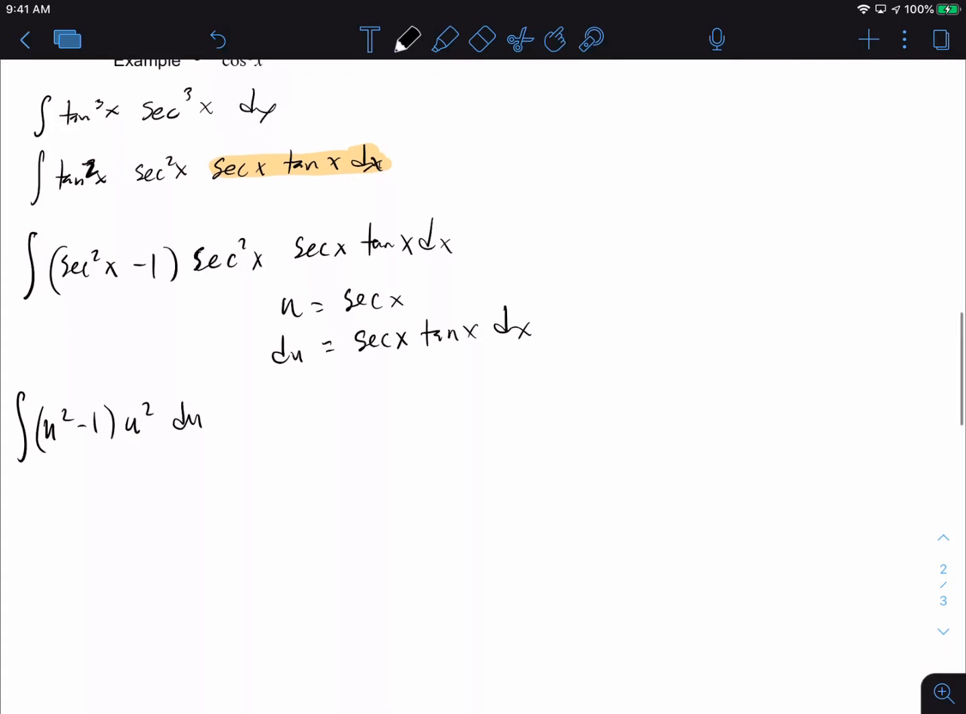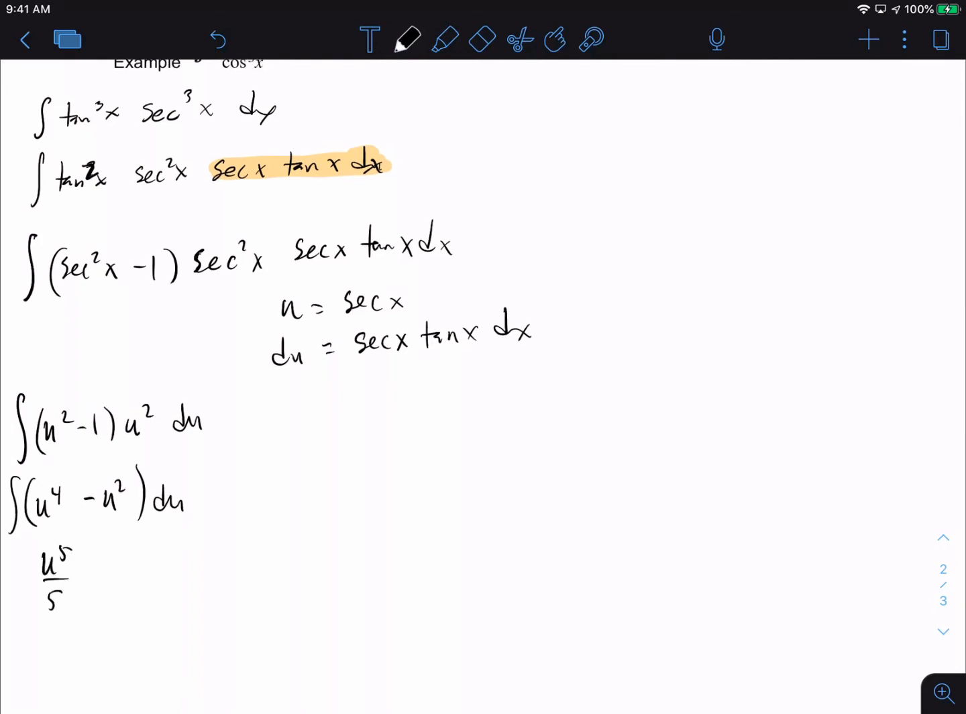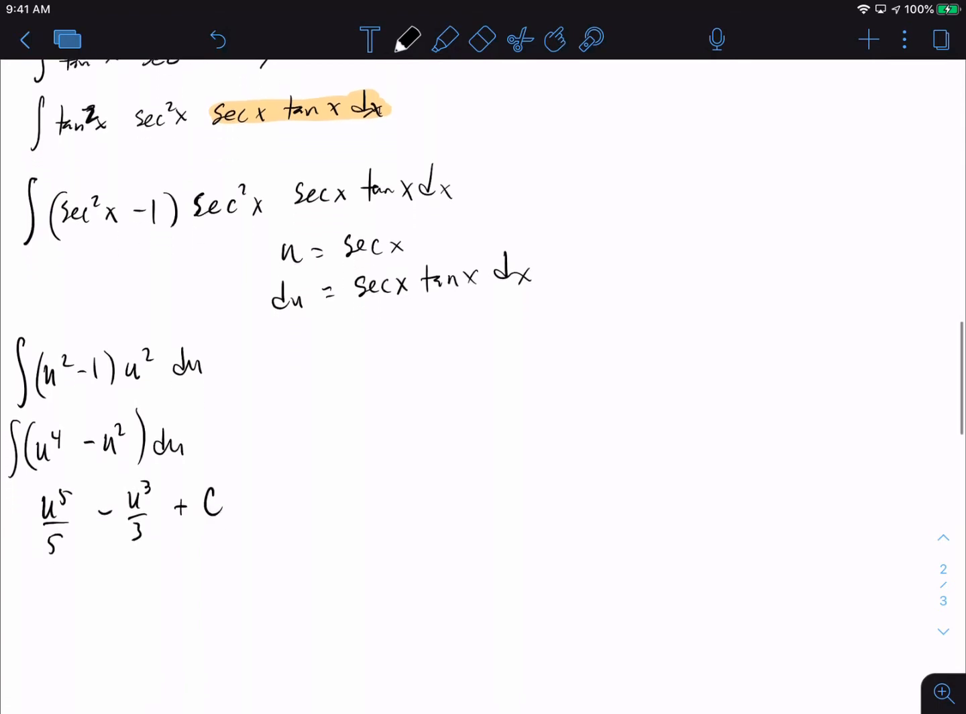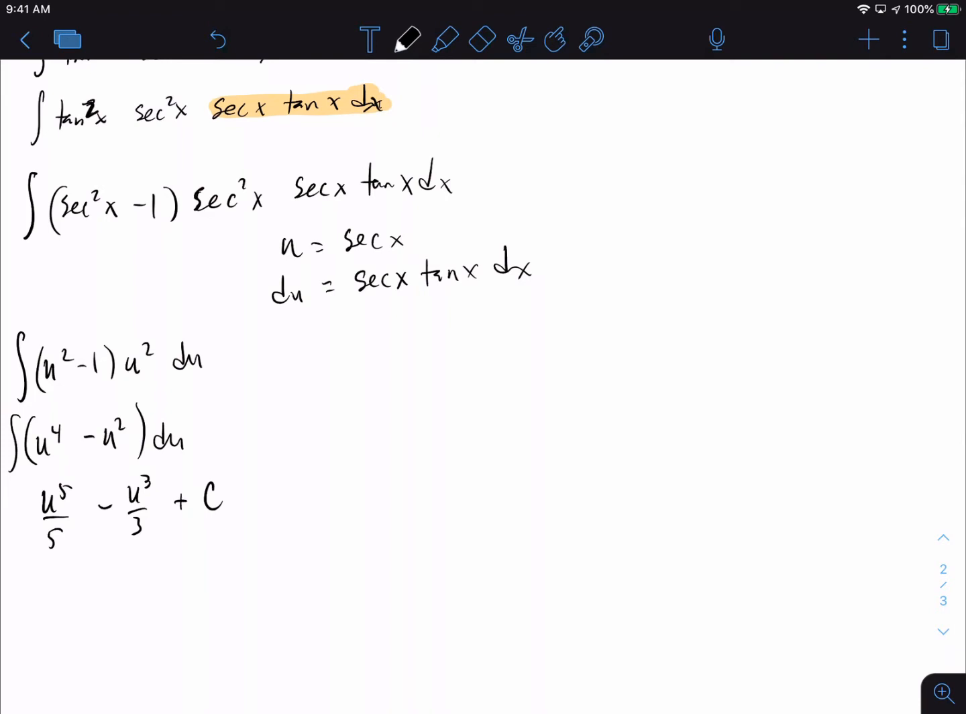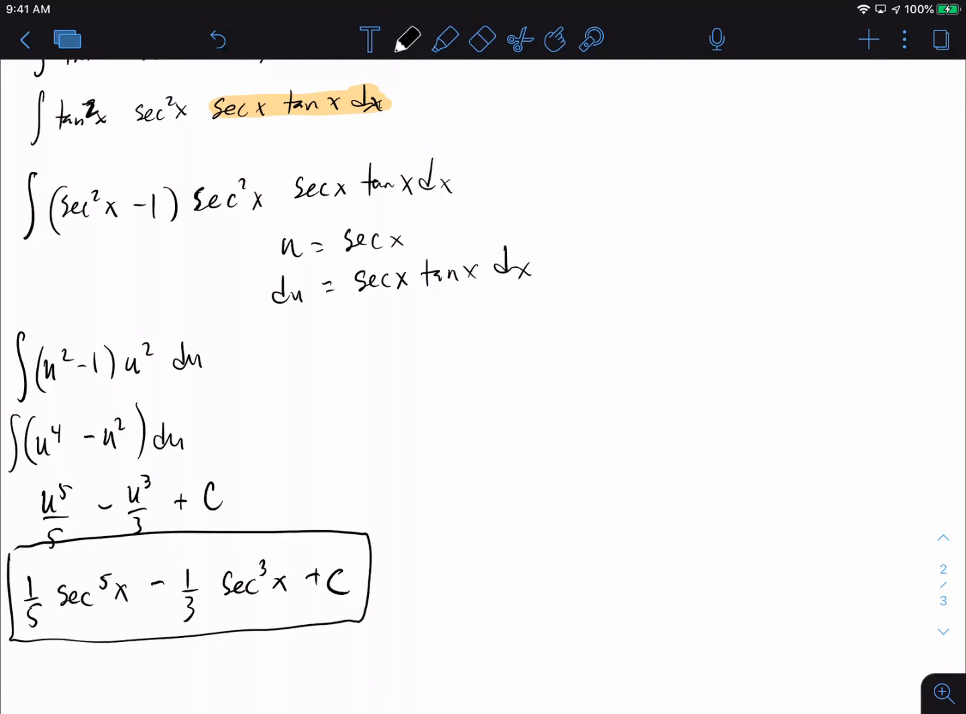We'll distribute, and so we see we're going to get u to the 4th minus u squared du. And then when we integrate this, we're going to get u to the 5th over 5 minus u to the 3rd over 3 plus some constant C. We know that we are dealing with secant, so we're going to go 1/5 secant to the 5th x minus 1/3 secant to the 3rd x plus some constant C, and there is the solution for this one.